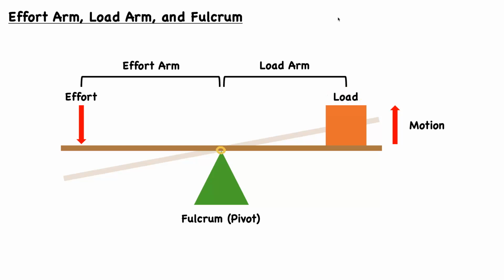Now, why do these two values matter? Well, of course we know that the size of the effort and the load play a role in lifting the load or balancing the lever, but their position relative to the other components is also critical. So we can use the effort arm and the load arm to understand and predict how a lever will behave, and more importantly, the mechanical advantage.